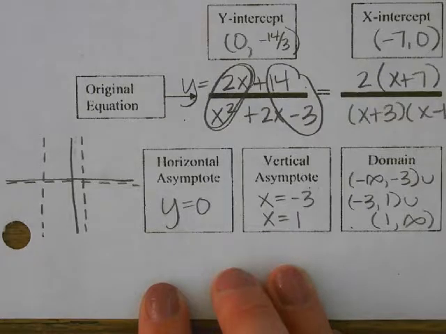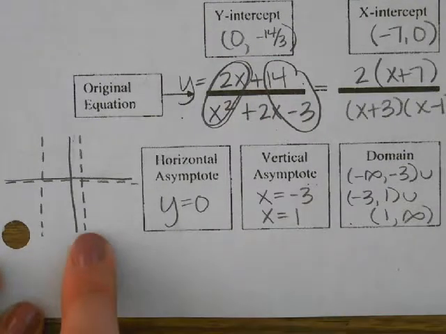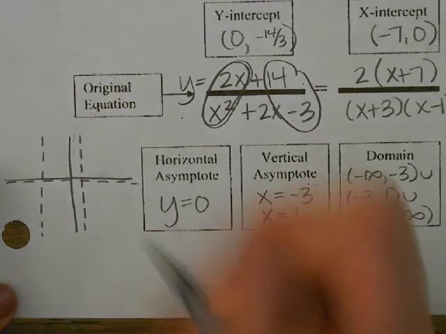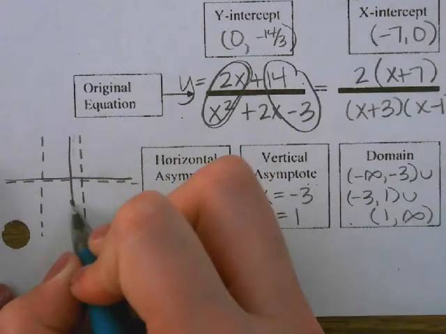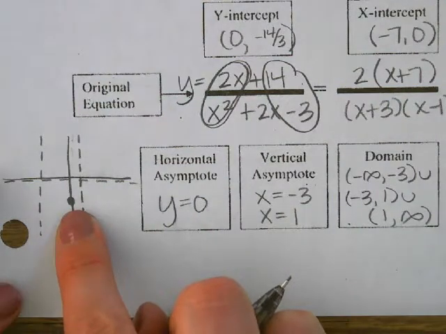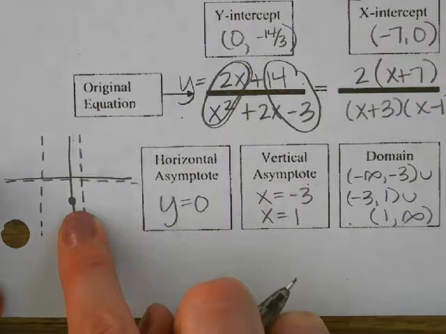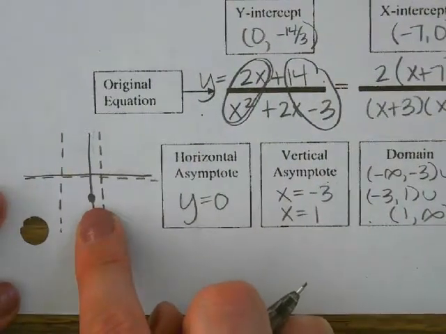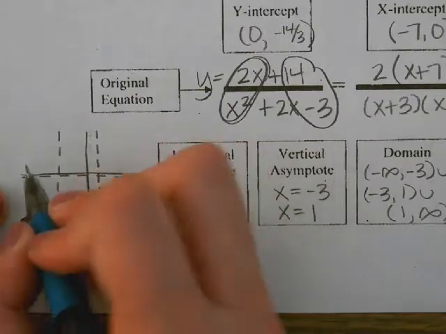So at what number is the one on the left? This one's at -3. This one's at +1. What's the decimal for -14/3? I mean, -4.666. So there's our y-intercept, -4.66666. And -7, 0 is going to be way over here.